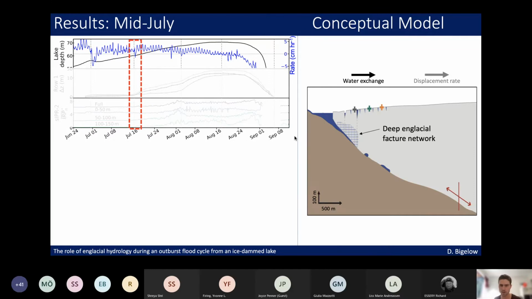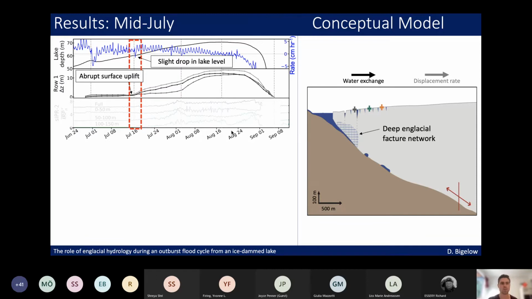So next, we had another similar event in mid-July. Once again, you can see the lake depth dropped a very small amount. And more interestingly, you can see that in our front row of sensors, so that's these ones right here, we saw an abrupt inflection in the surface uplift of the glacier. Secondly, we also saw an increase in the reflection power at depth. So that suggests that we have an increased amount of water in the deep Englacial fracture network.